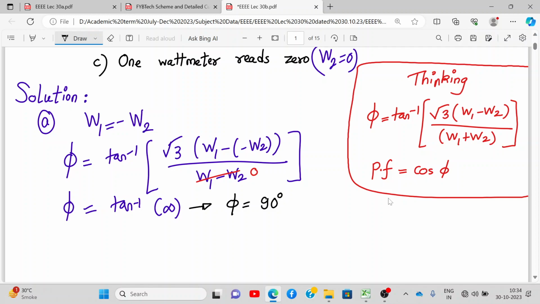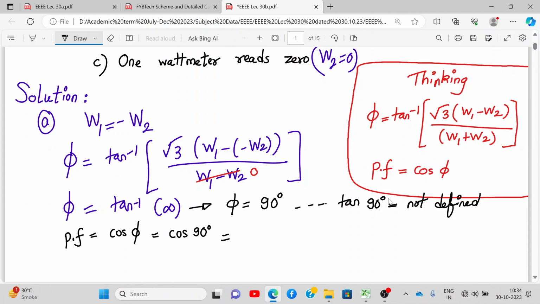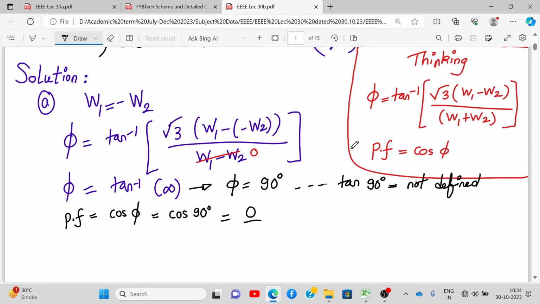If you check in your calculator, what is the meaning of not defined? It means its angle is 90 degrees. So what will be the power factor here? Cos of phi. And what is phi? 90 degrees. What is cos 90? 0. So whenever the two wattmeter readings are equal and opposite, the power factor is 0. Is power factor 0 very good? Very bad. Okay, write this down. Note it down.